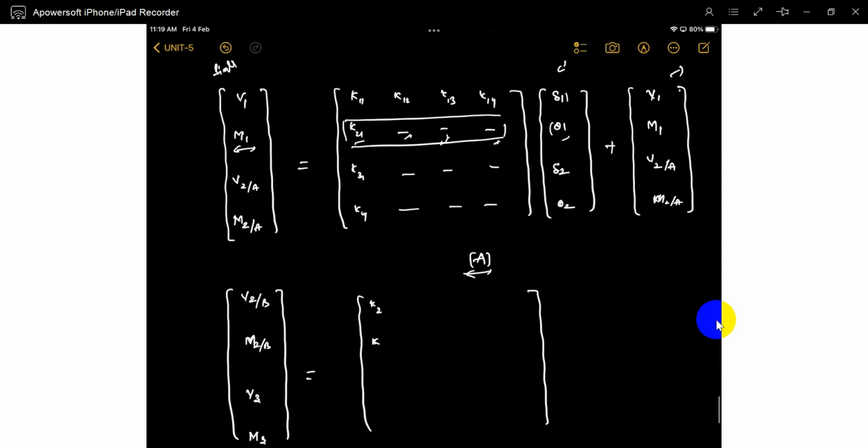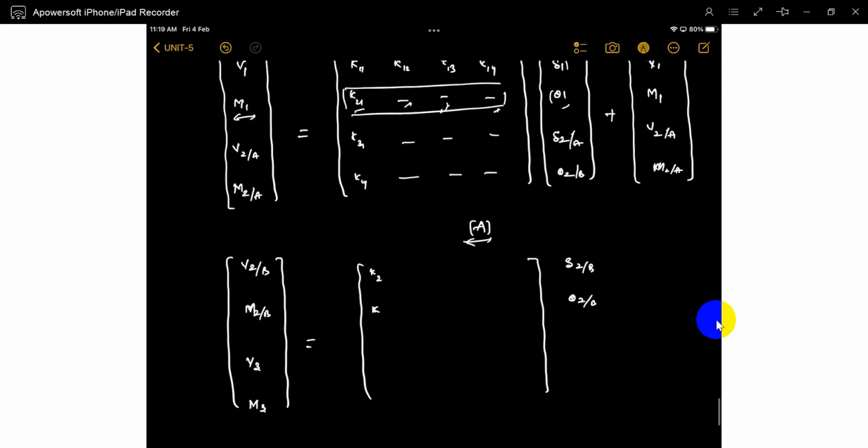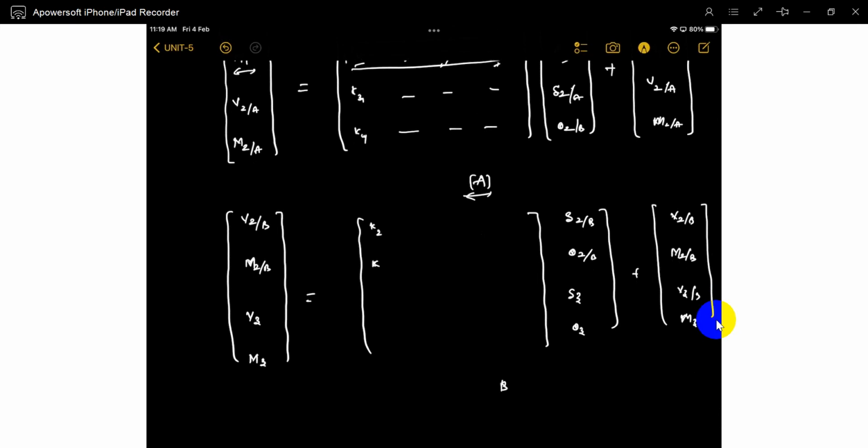So here also you will get delta 2 for B element, theta 2 for B element. These are for A element, B element. Next delta 3, theta 3. Same fixed end moments will also say V2 for B element, M2 for B element, V3 for B element, M3. Everything is B element.